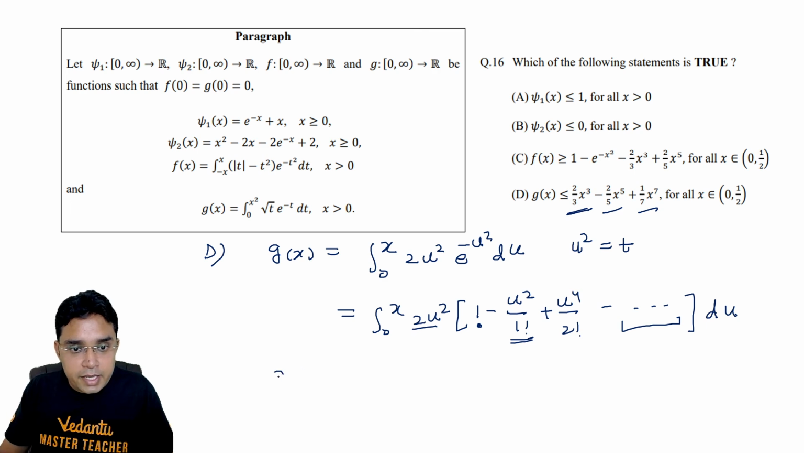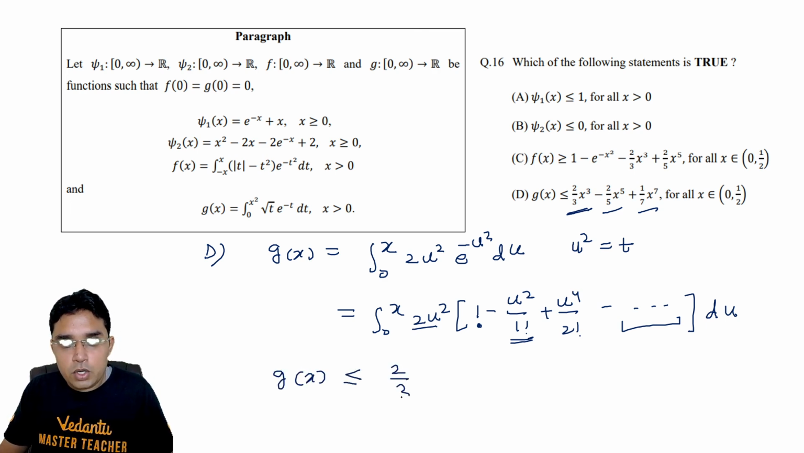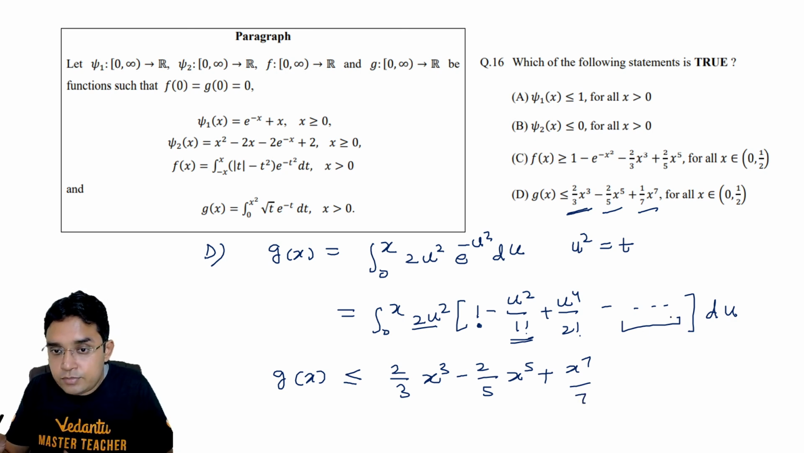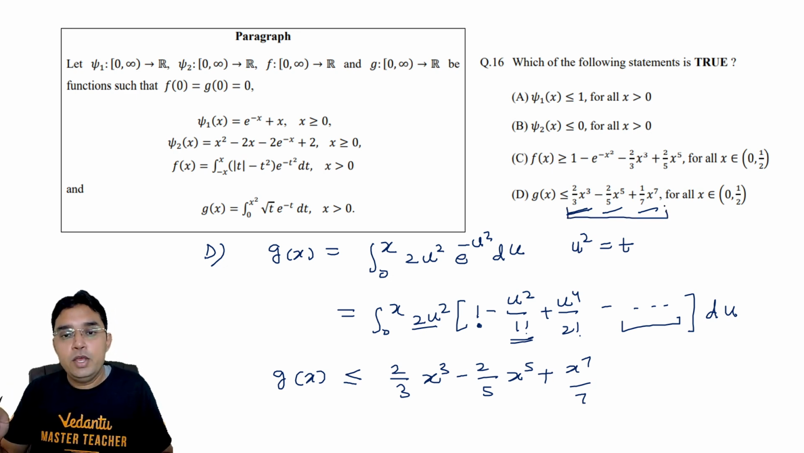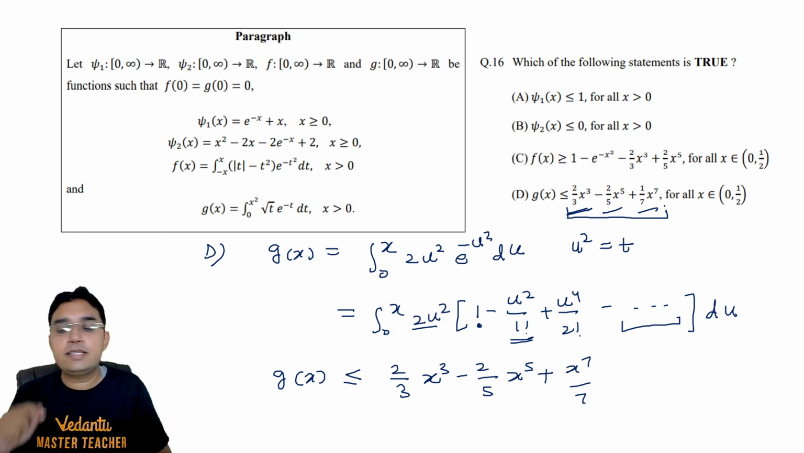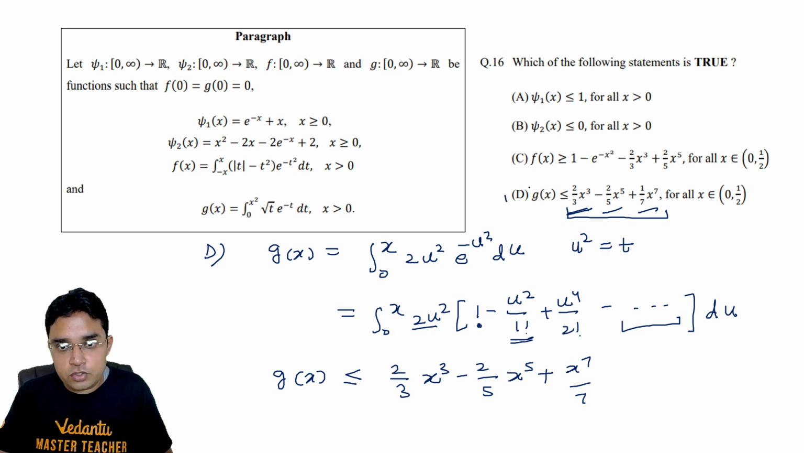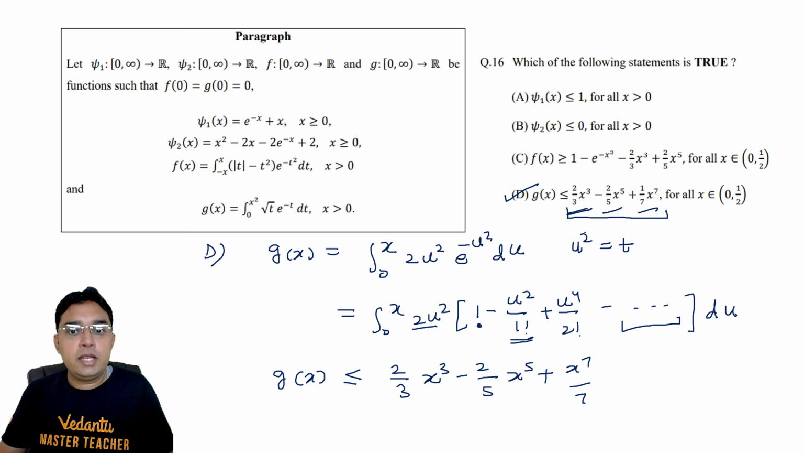So once again, the value of g(x) has to be less than or equal to 2 upon 3 x cube minus 2 upon 5 x power 5 plus x power 7 upon 7, because we are ignoring some of the terms which will actually be reducing the value of this expression given in the D option on the right hand side. So g(x) will actually be lesser than that. So the correct answer for this question is D only.